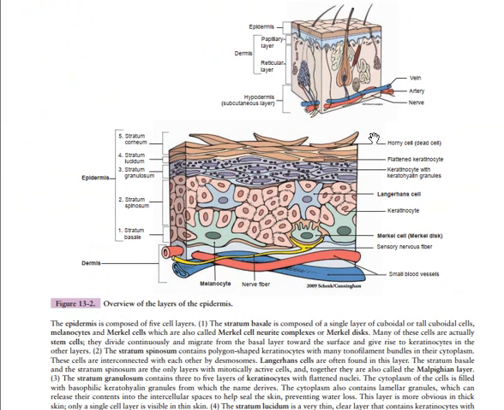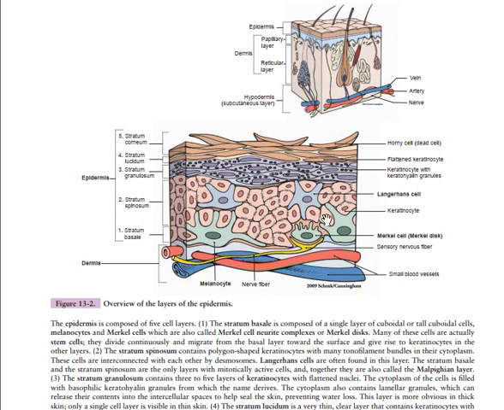So you can visualize here, these are the horny or dead cells, the stratum corneum, the stratum lucidum here, the stratum granulosum, the stratum spinosum here, which is made up of polyhedral cells, and then you have the stratum basale here.